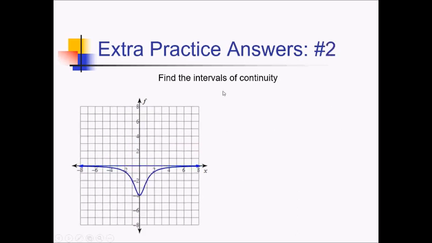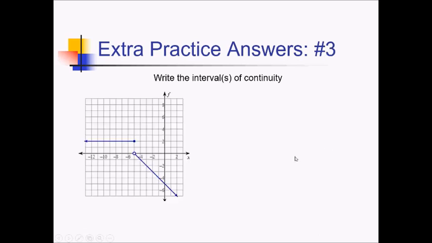In trying to find the intervals of continuity on this graph, the first thing we observe is that this function appears to be continuous everywhere. We do have a horizontal asymptote on the x-axis, but that doesn't cause any breaks in the graph. So the interval of continuity is just negative to positive infinity.